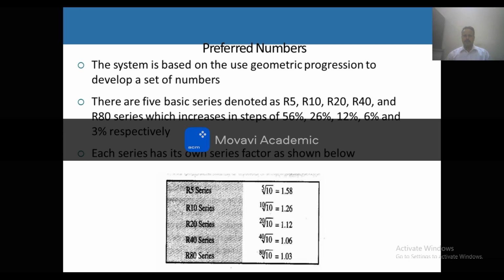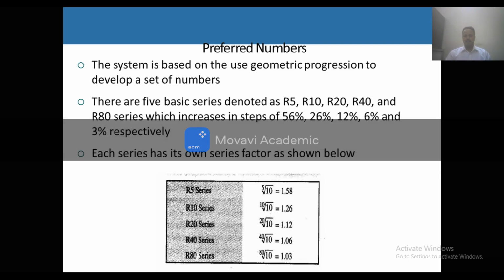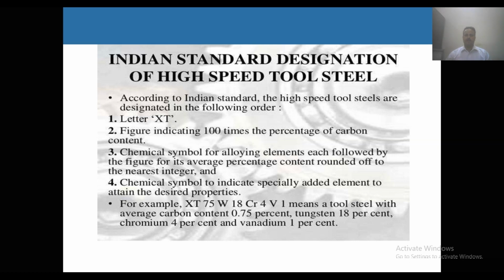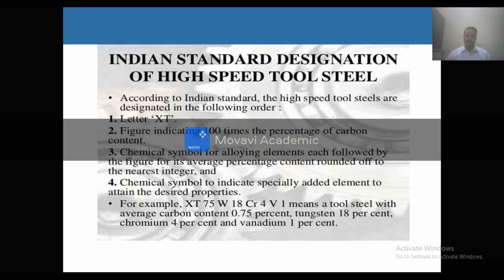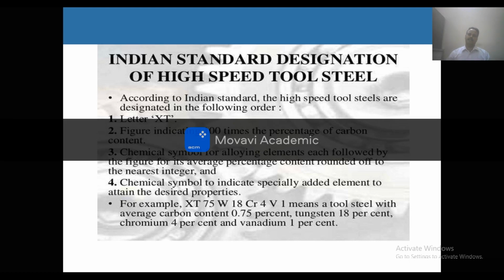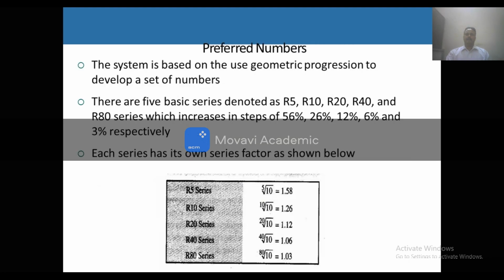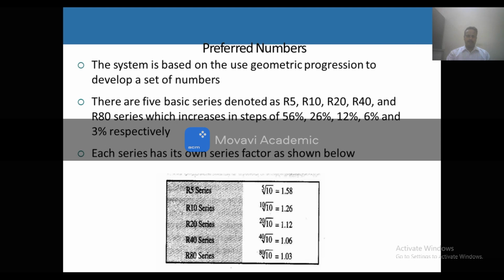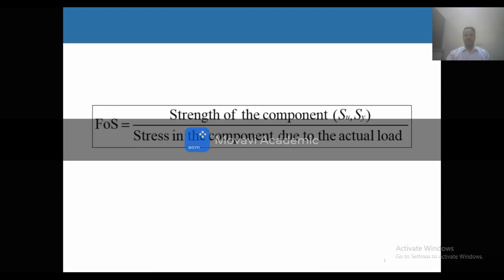So we were talking about preferred numbers. Now all these designations of steels that we are seeing here are clearly mentioned along with the specifications in your design data handbook in appendix 1. If you go to appendix 1 in your design data handbook, you can see how steels have been designated and in which manner they have been designated. Similarly, preferred numbers we will be taking up individually in the next video, where we will see what preferred numbers are, how they are calculated, and what their effect is.